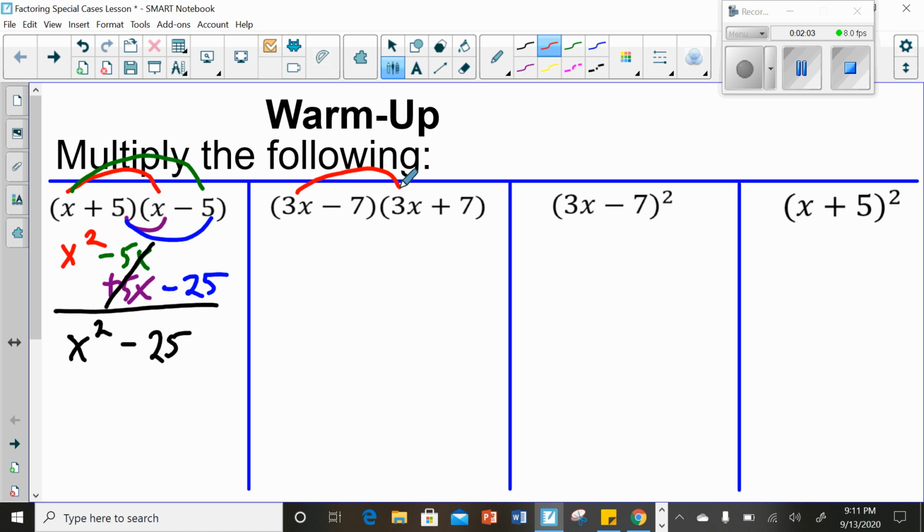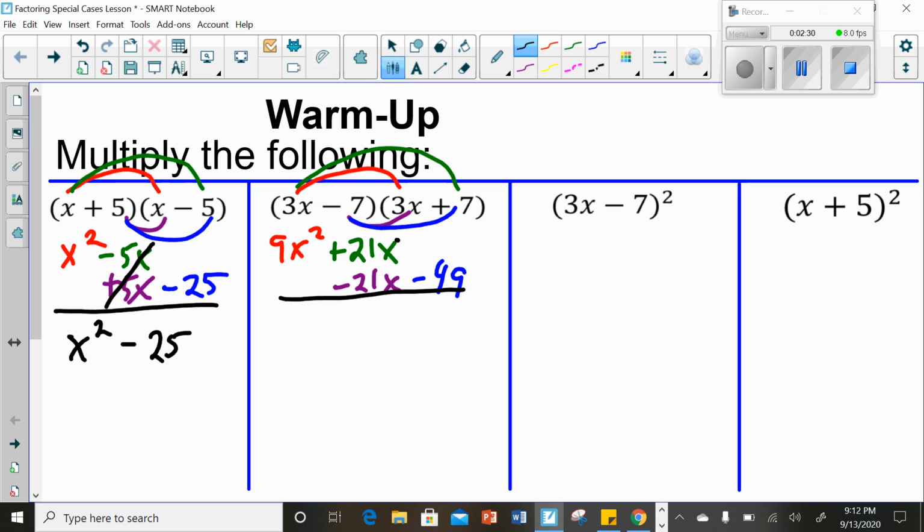So first, I get 9x squared. And then outer, I get a positive 21x. And then my inner, I get a negative 21x. And then my last, positive times a negative, is a negative 49. So then when I add them together, those middle terms are going to cancel out, and I get a 9x squared minus 49. And again, you're going to notice that I have the difference of two perfect squares.